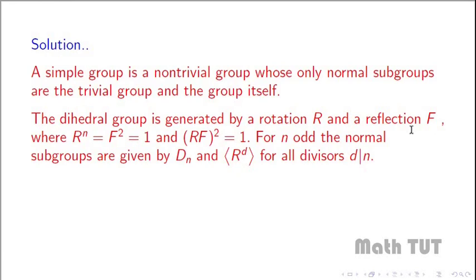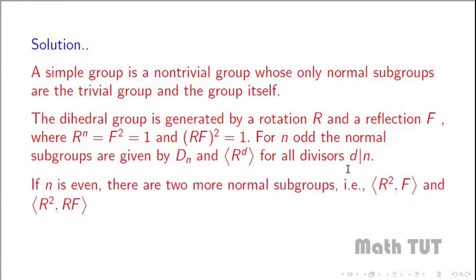So in this case, when you take n as odd, the normal subgroups of Dn are basically given by the group generated by R power d, for all divisors d that divide n. And when you take even n, then there are 2 more normal subgroups apart from this. That is, the groups generated by these two sets of elements. So here the group generated by R square and F, and R square and RF.